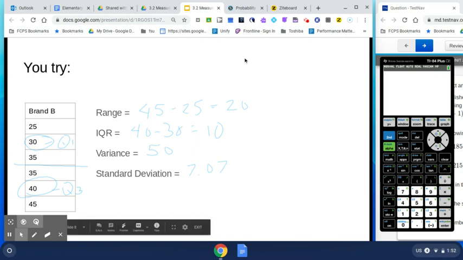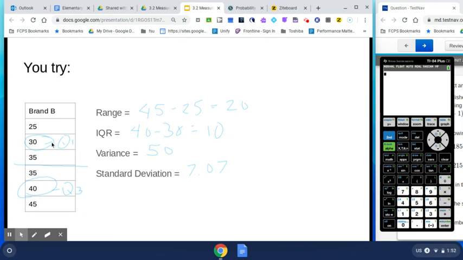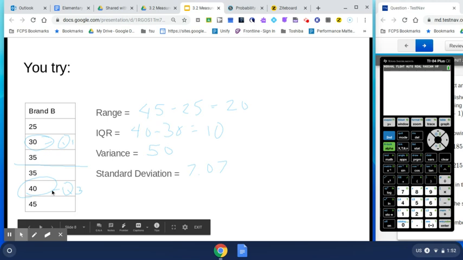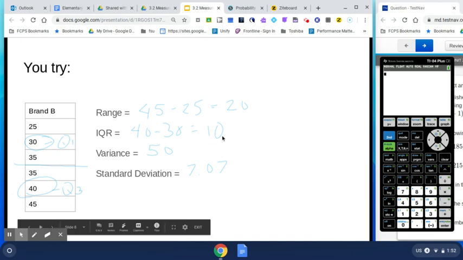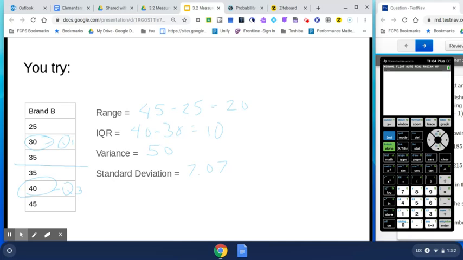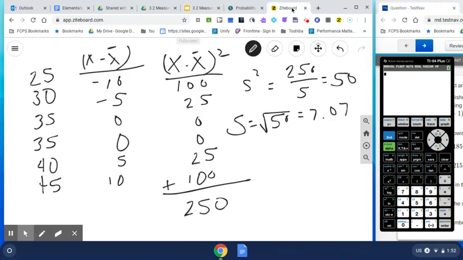Okay, we get a range of 20. IQR, we had to find the median of the lower half, which was 30, and the median of the upper half, which is 40. Remember, the median was 35. Again, that's how we split the data into 2 halves. If we subtract those quartiles, we get 10 as the IQR. I'm going to show the variance and the standard deviation over here in this other slide.